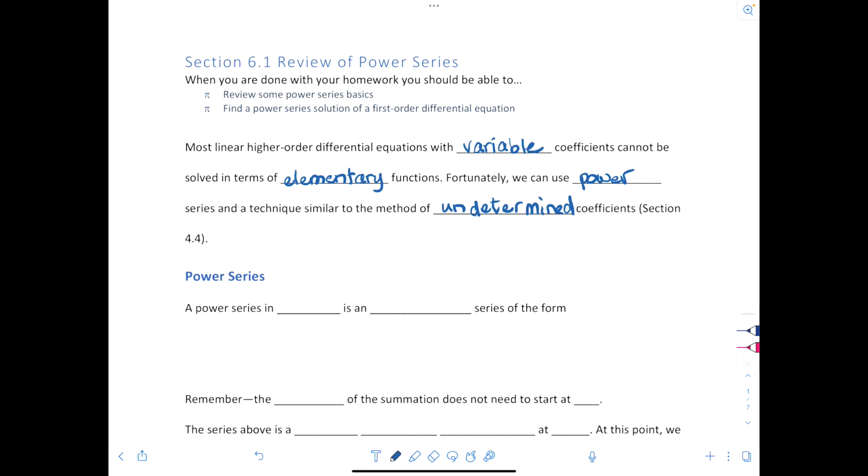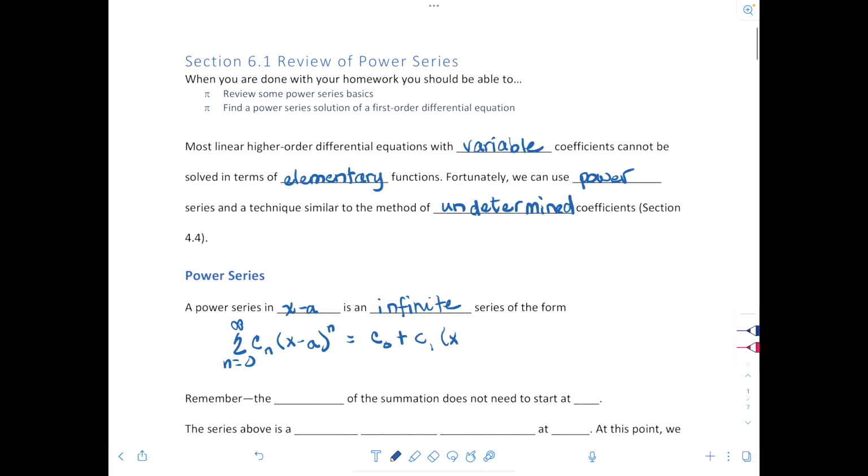So, power series. A power series in x minus a is an infinite series in the form summation from n is 0 to infinity of c sub n, so some sequence inside this series, times x minus a raised to the n, which if you expand it out, c0 times x minus a to the 0 is just 1, so then plus c1 times x minus a to the 1 power plus c2 times x minus a squared plus ... and it keeps going in that fashion.